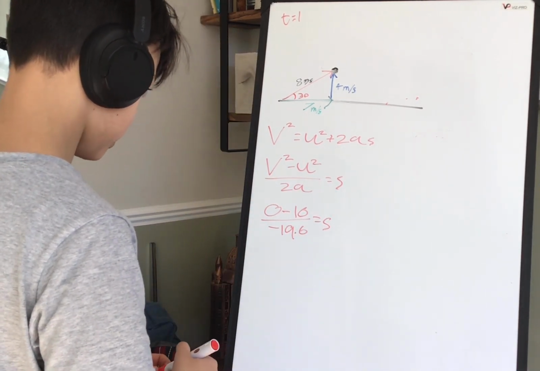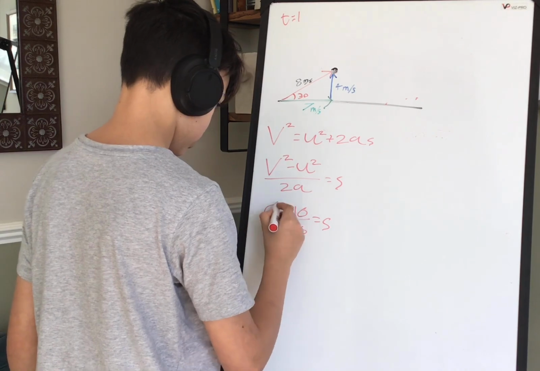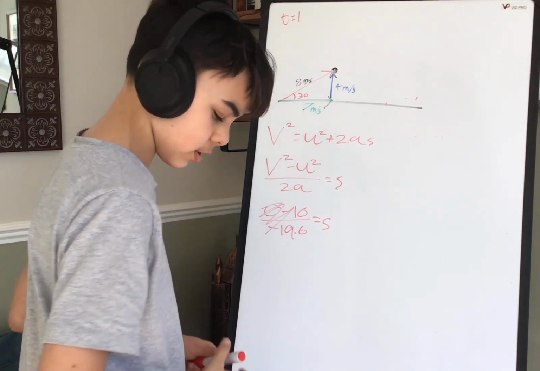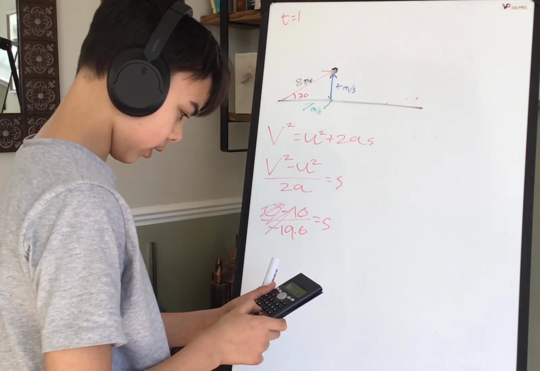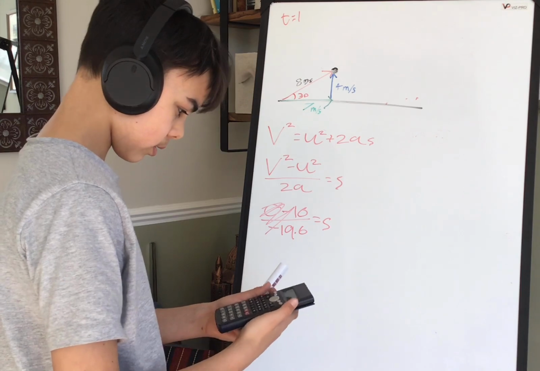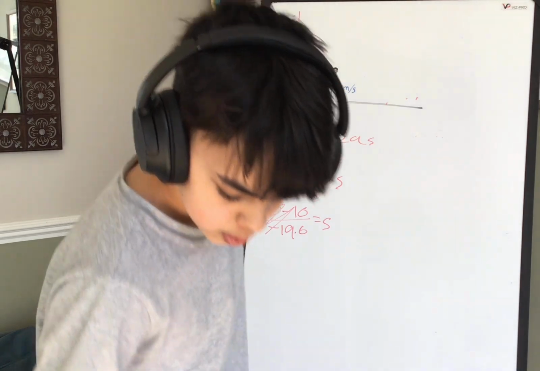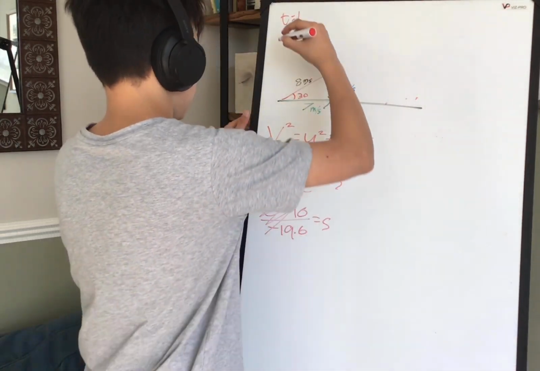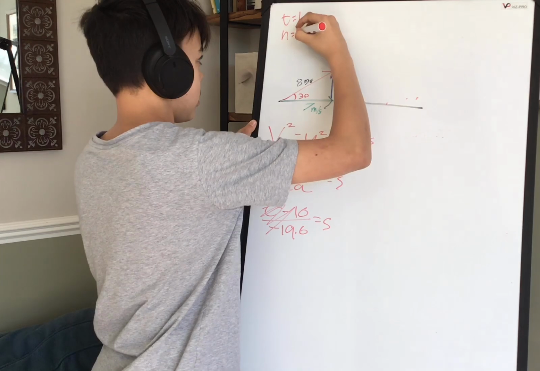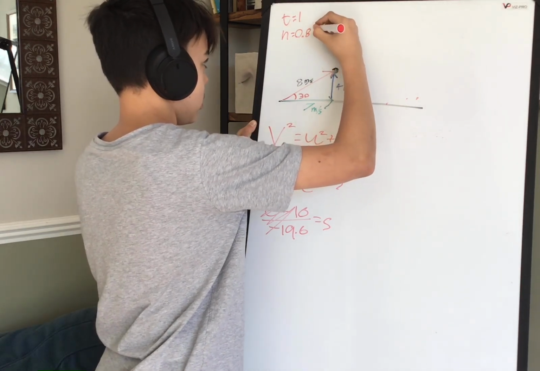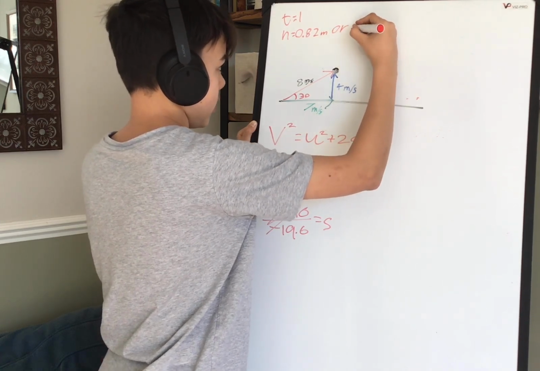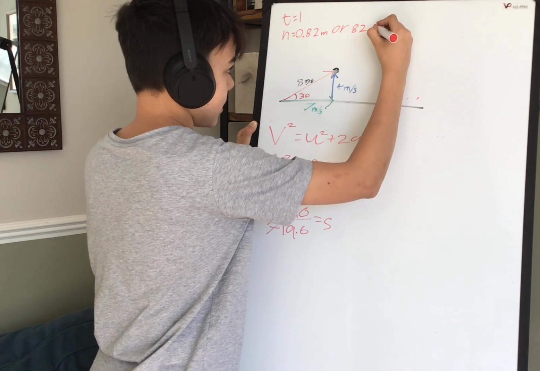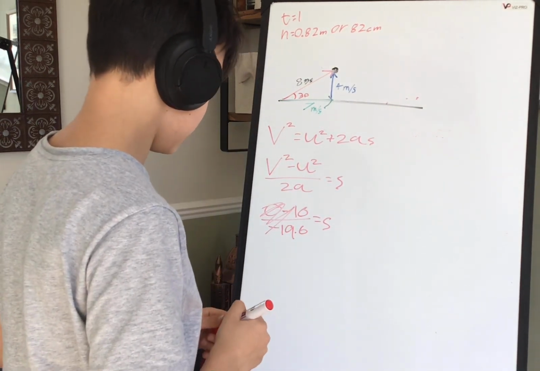And then we can just, these are both negative, so those cancel. So we get 16 divided by 19.6. So let's do that. 16 divided by 19.6. So we've got 0.82 if we round that. So let's say height equals 0.82 meters, or 82 centimeters. That might be better because then we don't have a decimal.